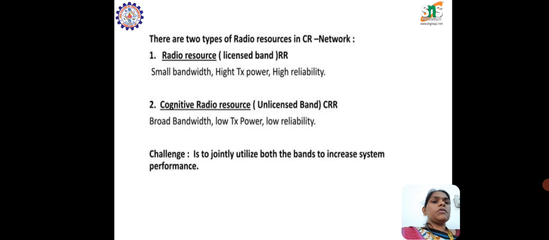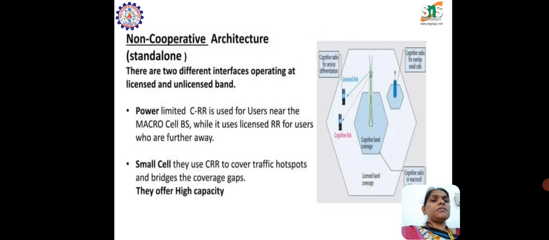So there are two types of radio resources in CRN. One is the radio resources, that is the licensed band, which has a small bandwidth, the highest transmission power and high reliability. And the second one is the cognitive radio resources, which means an unlicensed band, which has a broad bandwidth and also low transmission power and low reliability. The main challenge is to jointly utilize both bands to increase the system performance.